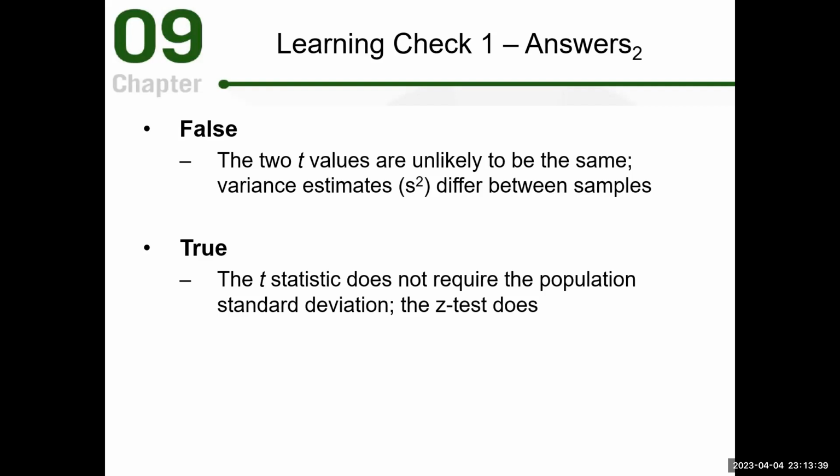The second one was true, right? The t statistic does not require the population standard deviation, meaning it does not require as much information as the z-test does, right? The z-test requires that we have a population standard deviation so that we can find the standard error of the mean. And since we don't have a standard deviation for a t statistic, then we're using the estimated standard error of the mean to calculate our t statistic.